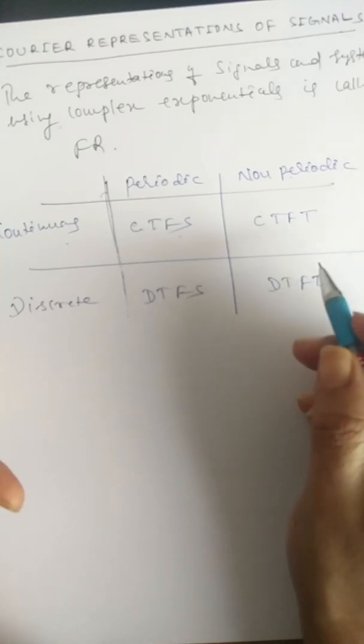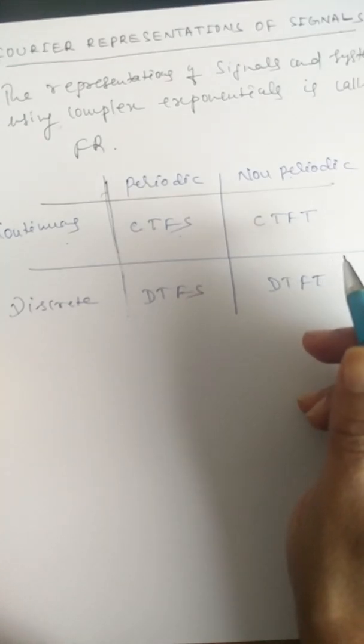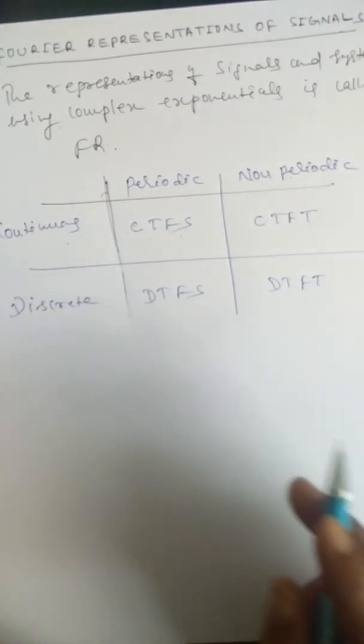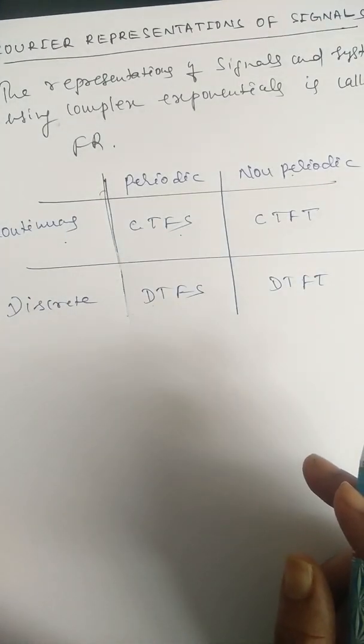Here, with these Fourier representations, basically we are converting the signal from the time domain to the frequency domain. We are converting from time domain to the frequency domain using this Fourier transformation tool.